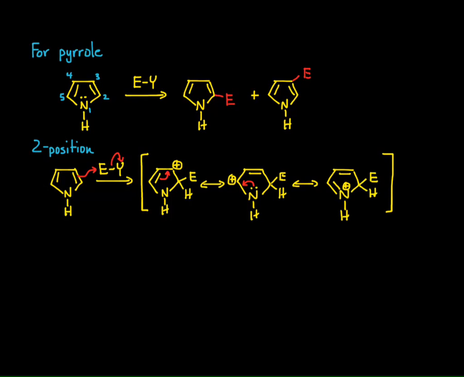In one scenario, we see that this is bad. With pyridine, we saw that placing a positive charge on the nitrogen is bad, and in the 3 position it can be avoided, and we saw there were 3 resonance structures that avoided the positive charge on the nitrogen. With pyrrole, we see that the nitrogen can't be avoided at the 2 position. Well, let's take a look at the 3 position.